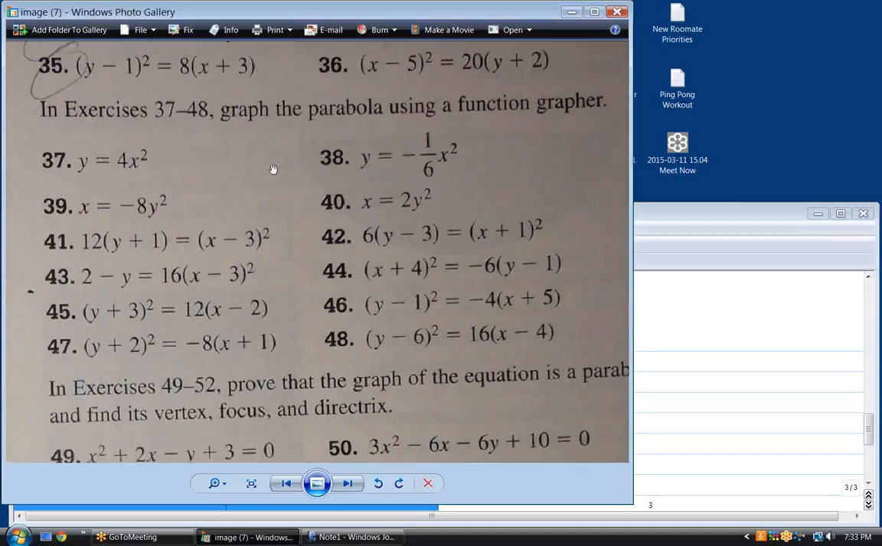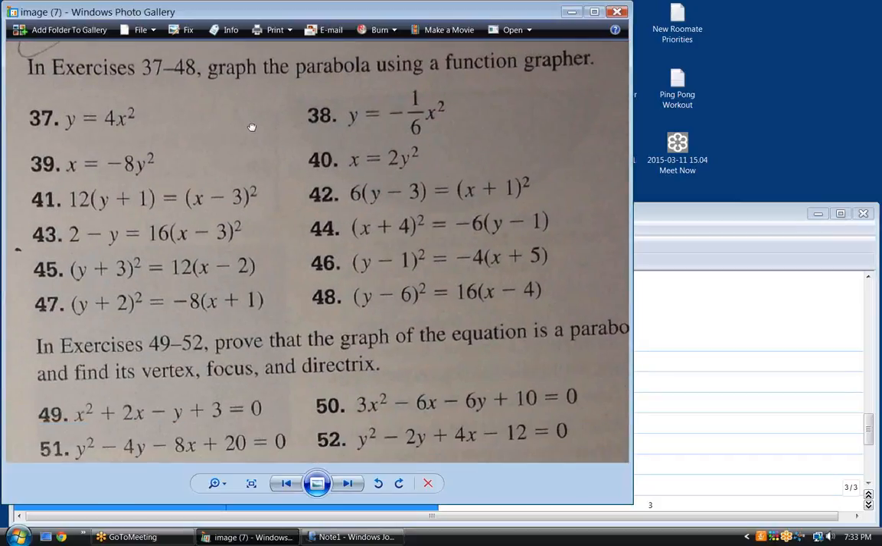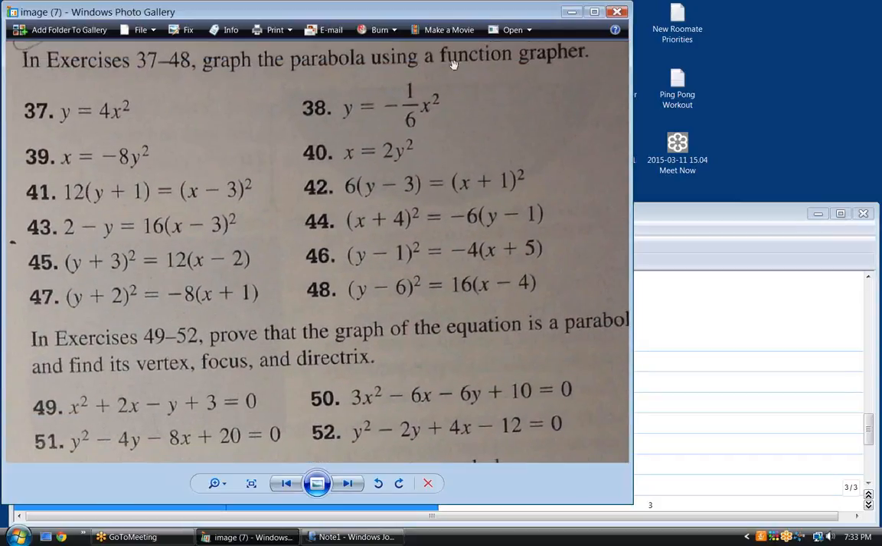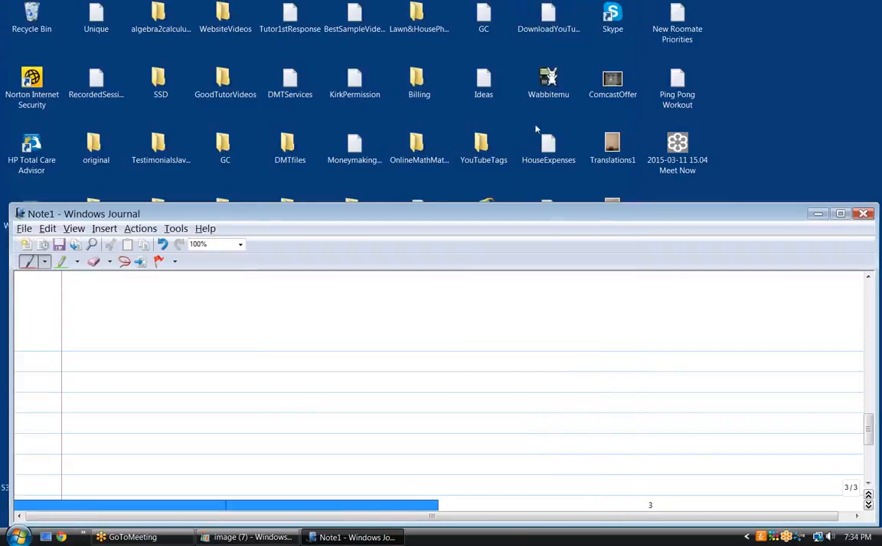What next? You graphing them using a function grapher? You have any problems with that? No. And I don't think we have to do those. I think that's the end of our homework.